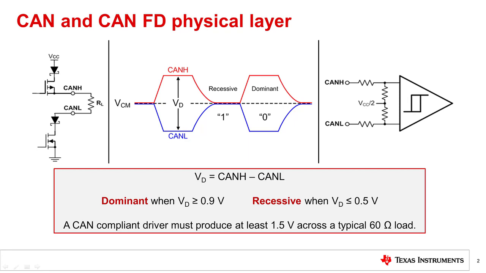This is because CAN driver topology allows CAN drivers to drive the CAN-H line high and the CAN-L line low, but it does not allow them to drive the lines back toward VCM. Instead, the bus returns to a recessive state from a dominant state via passive dissipation across the termination resistors. This is why a logic 0 is called a dominant state and a logic 1 is called a recessive state.